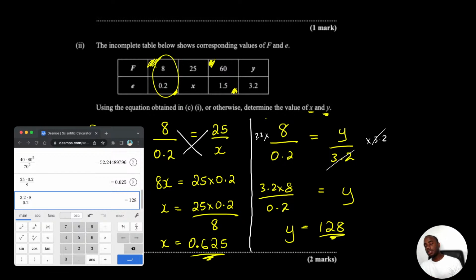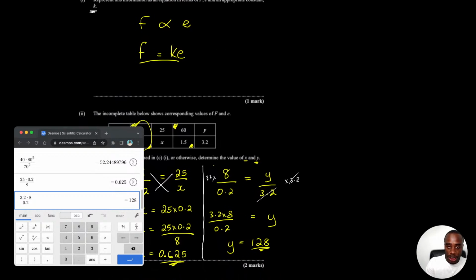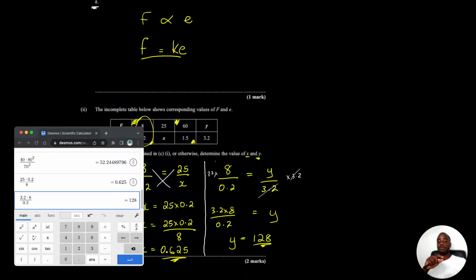So we went a little bit over time, so we're gonna stop here still. But that is one way that we could do a problem like this, a direct variation problem, that is. So the key is just to remember the ratio is the same.